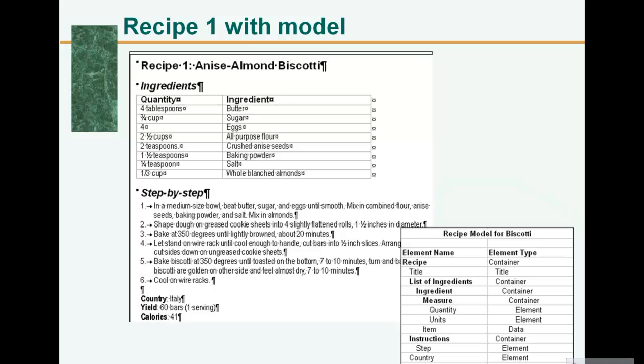Just looking at the model, you can see in the first column, we call this a semantic structure. It's a recipe. It consists of a title. It has a list of ingredients, which have measures, which have quantity, units, and the item, the actual ingredient itself, say butter. And we've got instructions. We've got steps within those instructions. We have information about what country this is from, what type of recipe it is, what the yield is, and what the calories are. So we've got a semantic structure. We're just starting to look at it and say, what is my structure? Not necessarily what we want our structure to be, but what is our structure at the moment.